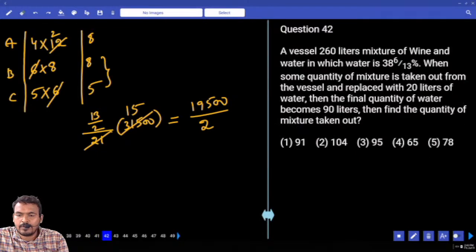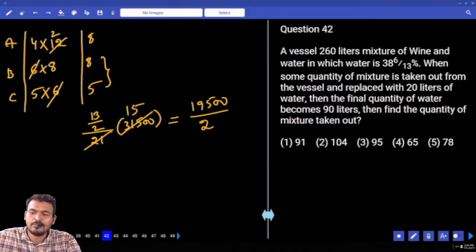Next, question number 42. A vessel has 260 liters of a mixture of wine and water, in which water is 38.6 by 13%. When some quantity of mixture is taken out from the vessel and replaced with 20 liters of water, then the final quantity of water becomes 90 liters. Find the quantity of mixture taken out.